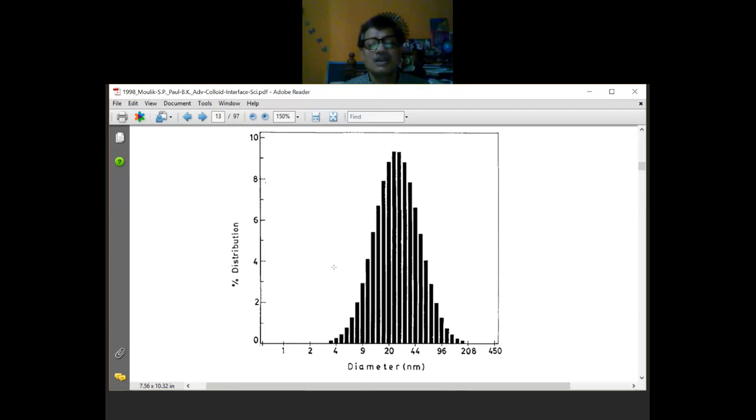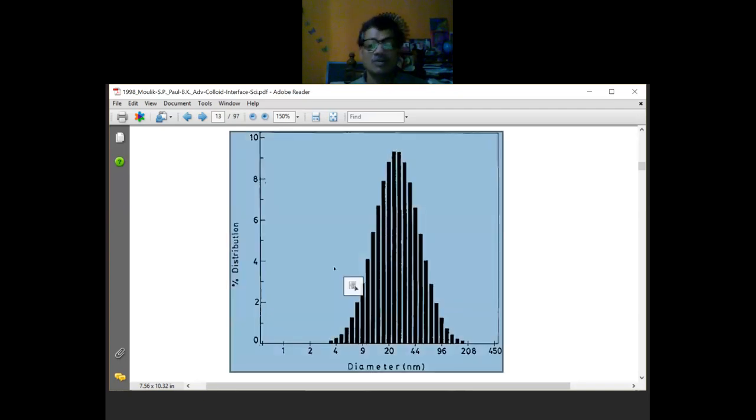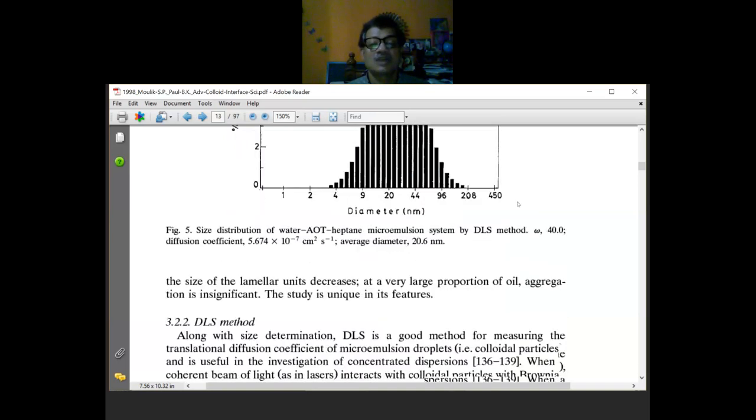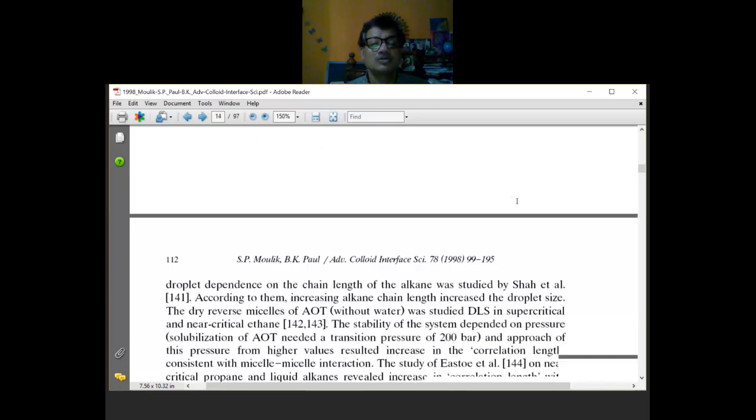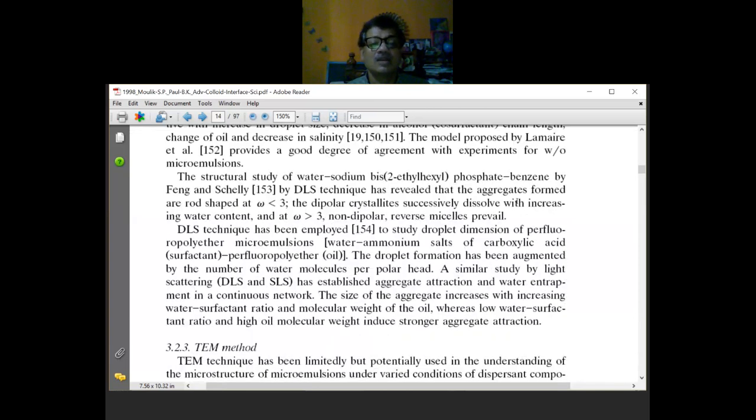So this is the size distribution in the case of a reverse micelle. You see, this is a Gaussian type of size distribution. The dynamic light scattering plot is intensity versus diameter. You see the average diameter is around 30 nanometers. So using dynamic light scattering, you can determine the size of the microemulsion droplets, whether oil in water or water in oil. In the DLS method, you again use the omega value.